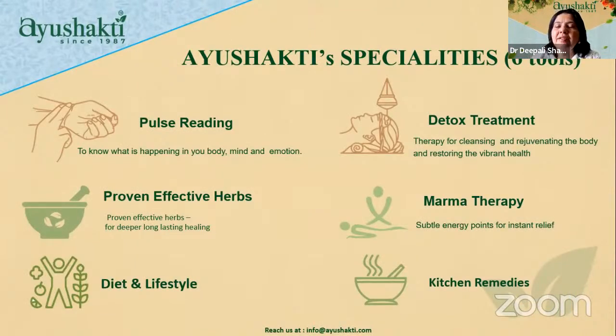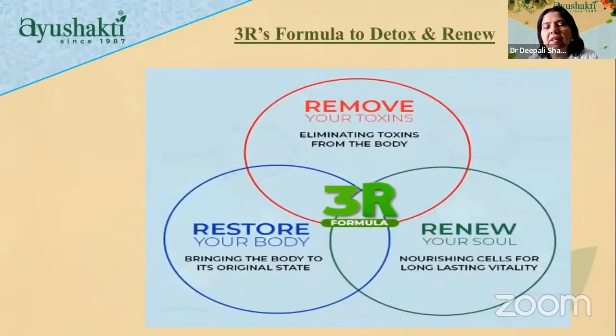So you can just make a remedy out of it and cure your disease. You can take it on a preventive basis. This is the 3R formula to detox and renew. Remove your toxins is the first step. So eliminating toxins from the body is extremely important.